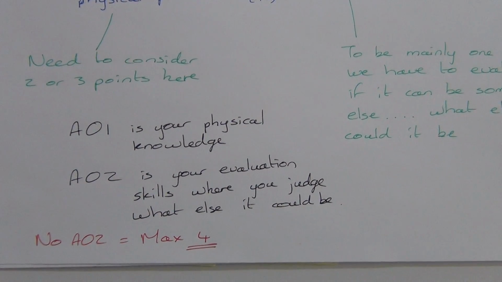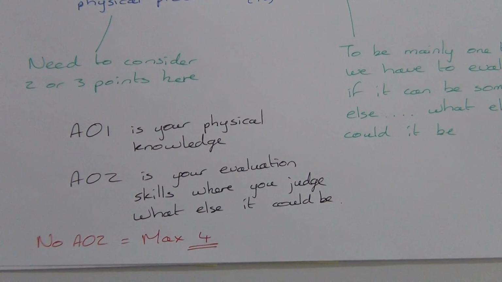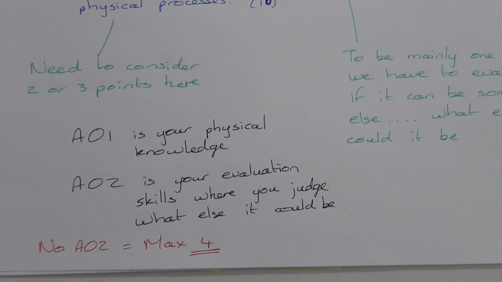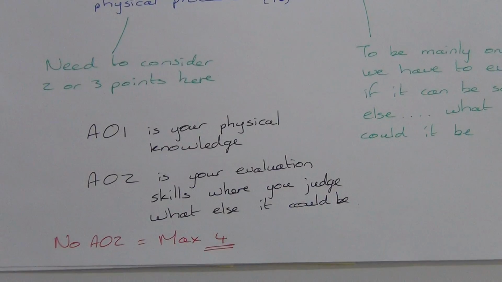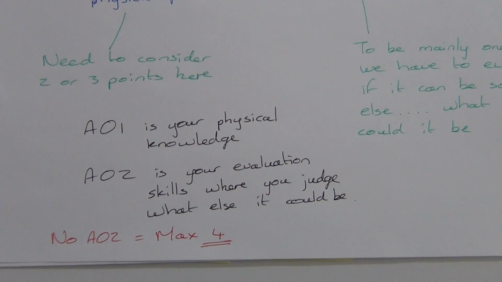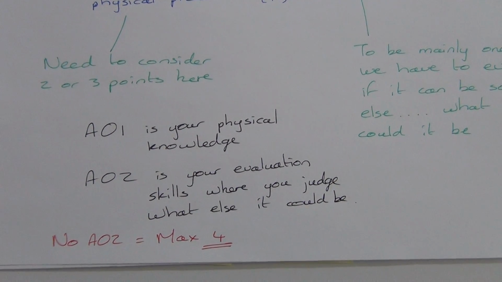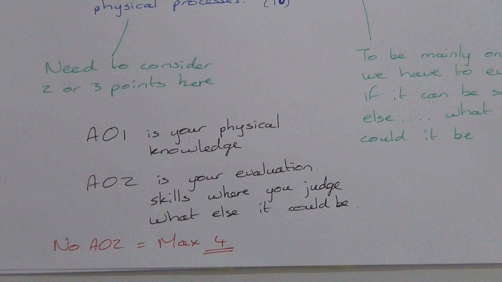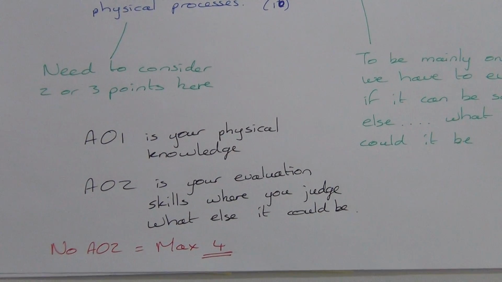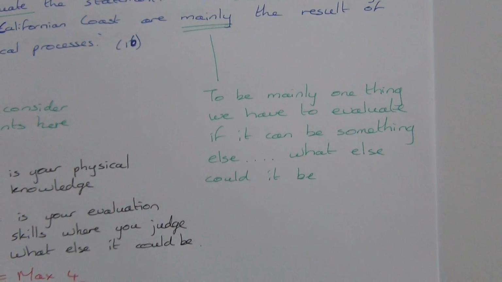Now, the mark scheme is very clear. If you have no AO2 in your answer, the maximum number of marks you can get is 4. 4 out of 16 is 25% of the marks. And from previous years, we know that we're going to need 48-ish% of the marks to score an E. So only having AO1 means we're not going to get the kind of grade that we're looking for. We need at least 8 out of 16 on this question to be scoring into the E grade criteria of it. Now this question is complicated.